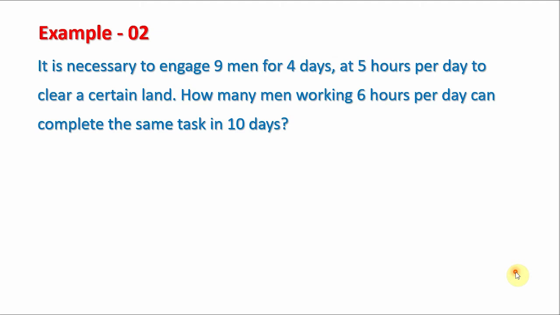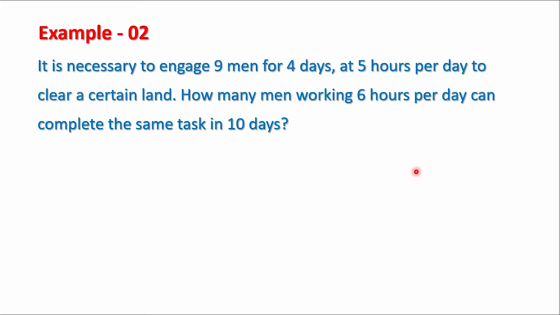We'll consider the second example. It says that it is necessary to engage 9 men for 4 days at 5 hours per day to clear a certain land. Now it says, how many men working 6 hours per day are needed to complete the same task in 10 days? So earlier 4 days, now 10 days.